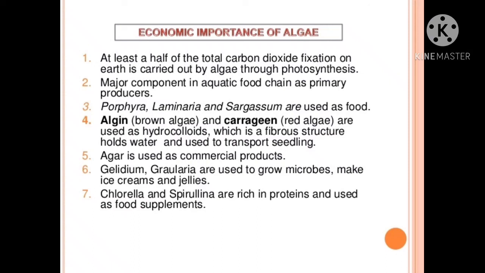I think this much is enough for today. Whatever we have completed, please go through the entire part, that is Thallophyta, completely and read it. Then, inshallah, in the next video I am going to talk about Bryophyta. Till then, go through the completed part, note your doubts, and discuss them with me, and inshallah we will meet in our next video.